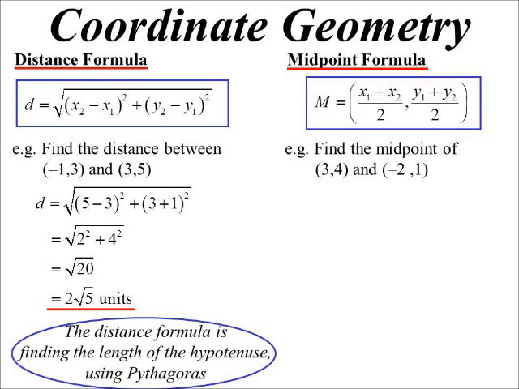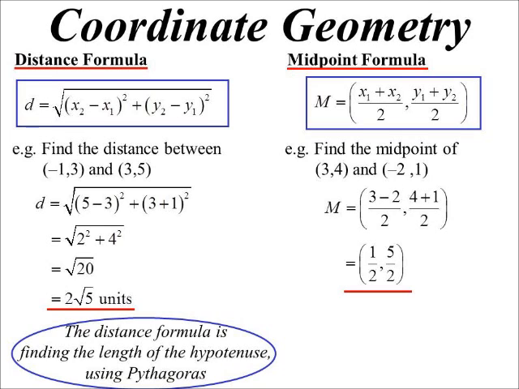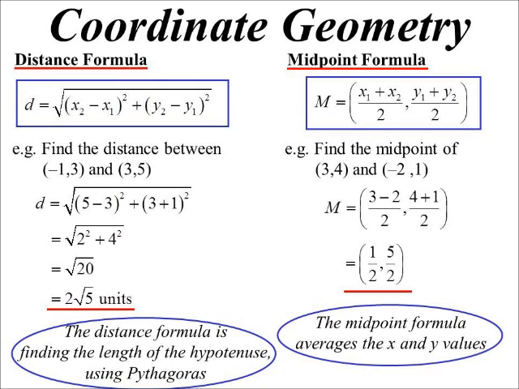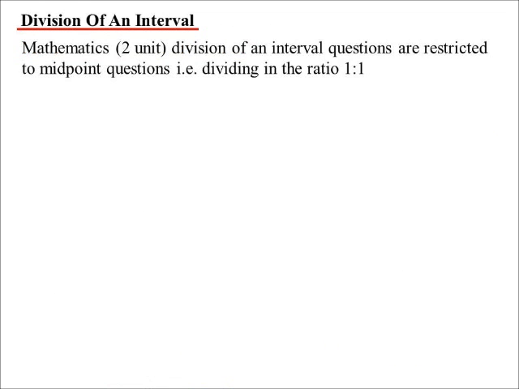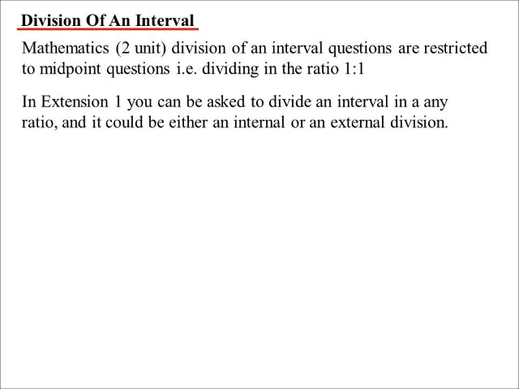So if we had to find the midpoint of 3, 4 and minus 2, 1, add the values together, divide by 2, and there's our midpoint. So, 2 formulas which hopefully we are familiar with. Now, an extension to the midpoint idea that we look at in extension 1 is what we call division of an interval. Midpoint basically divides the interval up evenly in the ratio 1 to 1, if you like. In extension 1, we look at ones where we divide them in different ratios. So let's see what we're talking about.